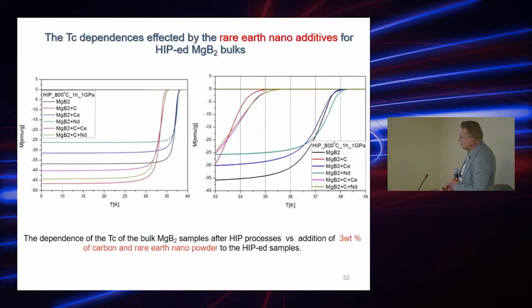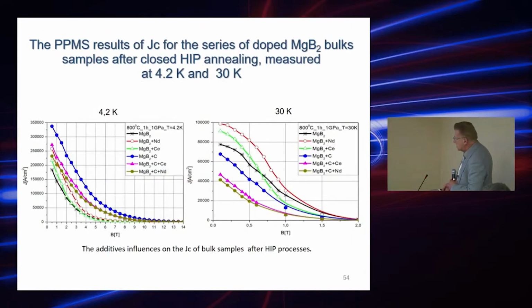And this is about some additives. We put rare earth additives into this. We see that with carbon the TC drop is always lower, but when we put nano rare earth additives, for example cerium or neodymium, we get a much higher TC. And JC is also very important for higher temperatures, because at high temperature you can increase the JC close to the critical temperature.